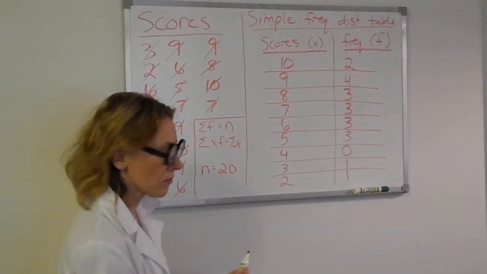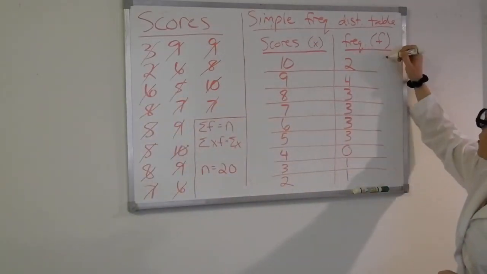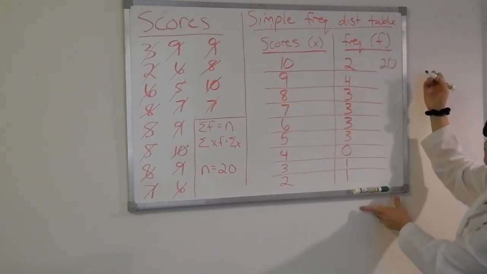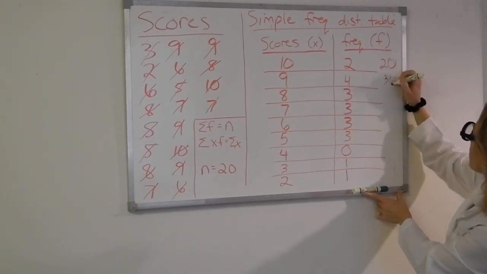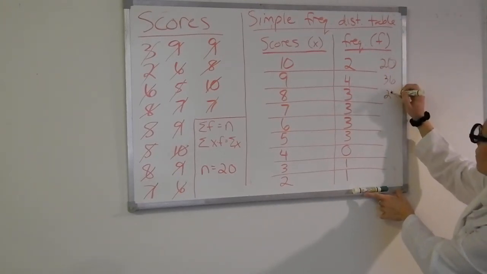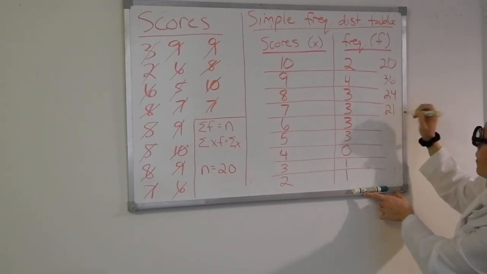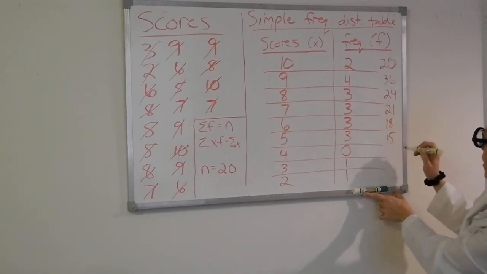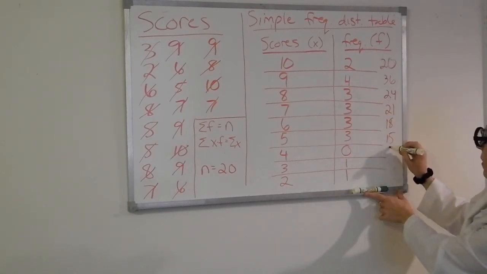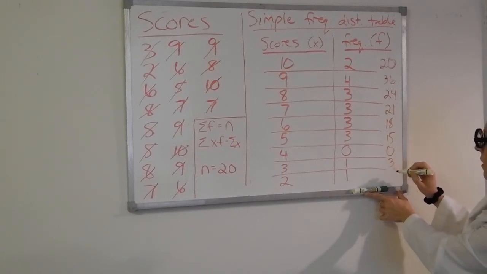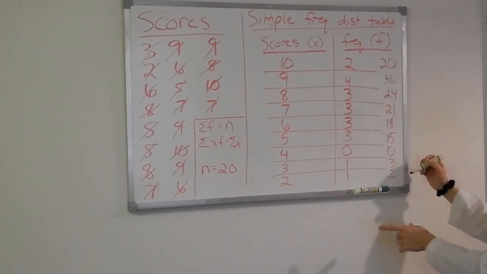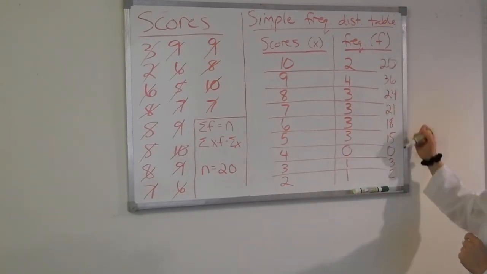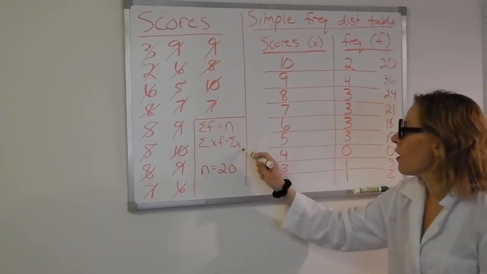So we would take 10 times 2 is 20. Oops. 9 times 4, 36. 8 times 3, 24. 7 times 3, 21. 6 times 3, 18. 5 times 3, 15. Hope I'm doing my times tables right here. 4 times 0, 0. 3 times 1, 3. 2 times 1, 2. And then we would add those up. Grab your calculator, because I'm not going to try to do it in my head.